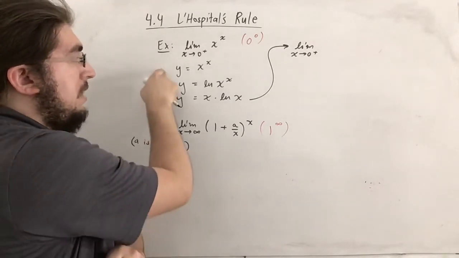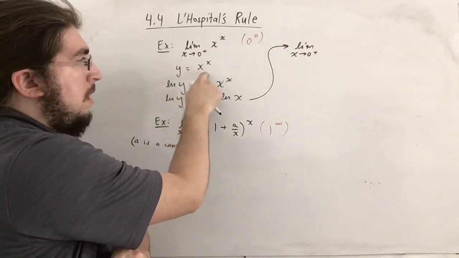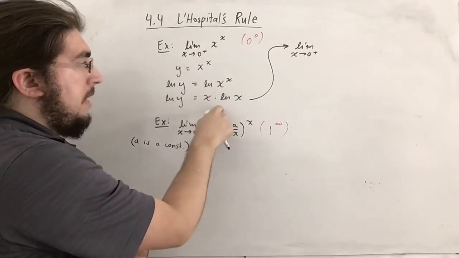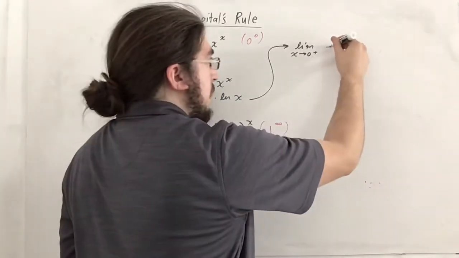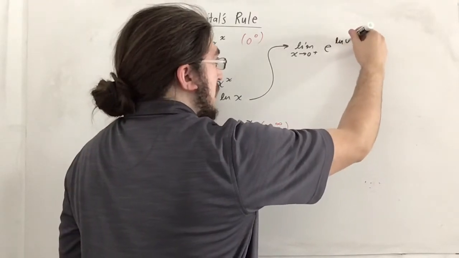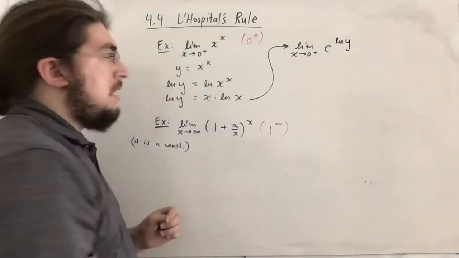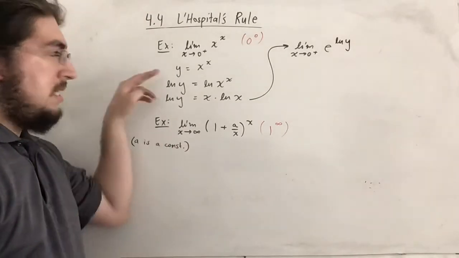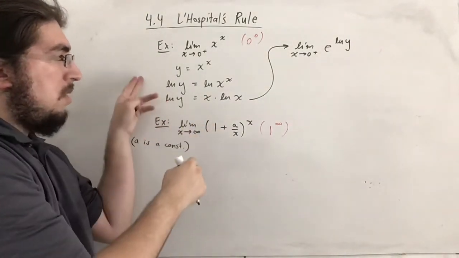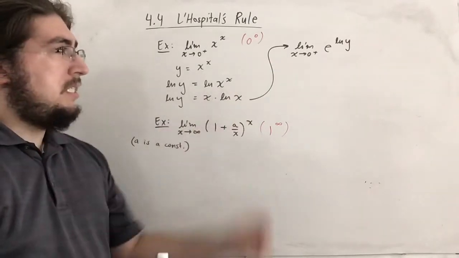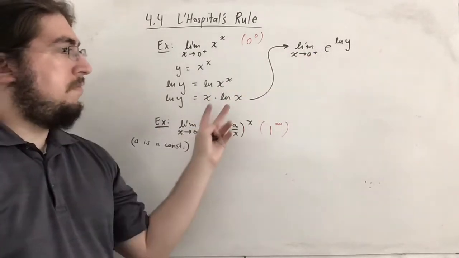I want to say y, but we have ln of y. So how can we relate y to ln of y? One way of doing it is writing this as e to the ln of y. Basically I'm saying e to the ln of y is equal to y. So if you take both sides as powers of e, these cancel and you just get y. So e to this is equal to e to this.